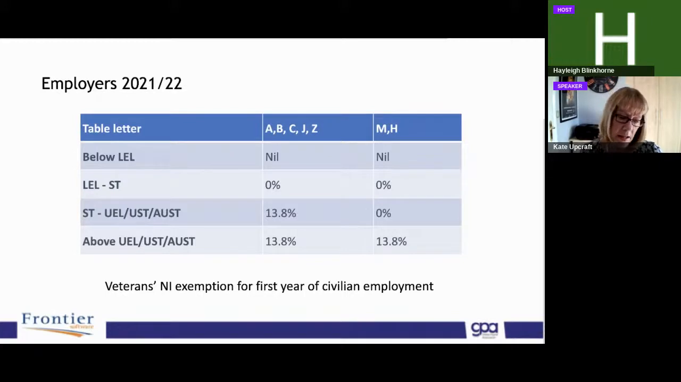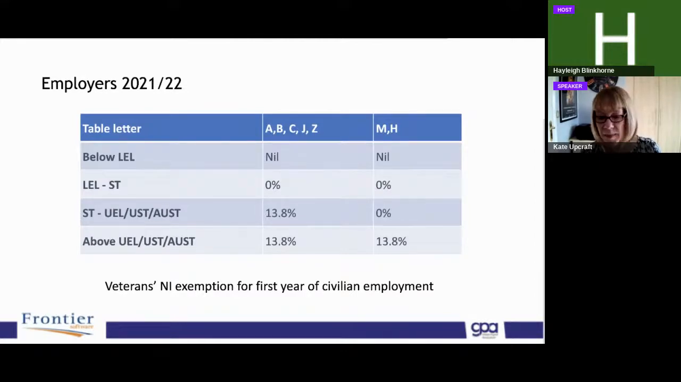There is a change to employers NI this year, but how many employers will take advantage of this is a bit of an unknown. There was a manifesto commitment when the Prime Minister was elected to support those who are coming into civilian employment from the armed forces for their first 12 months of employment by incentivising employers not to have to pay a certain amount of national insurance on their behalf. So that's taking effect in April, and it's a 3-year exemption that's projected at the moment.